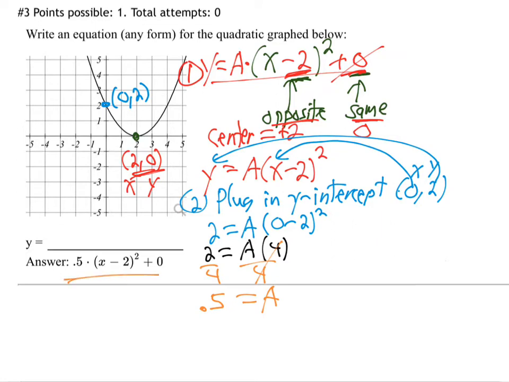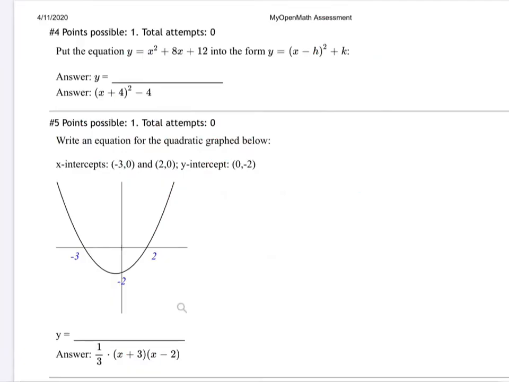So we have it. There's the answer. Y is 0.5 because the a in the front now is 0.5, x minus 2 squared. You can put the plus 0 at the back if you want or not. It doesn't do anything whether you have it there or not. So we find the opposite same for the parentheses squared, and then we find the a by plugging in the y-intercept. Number 4, they want us to take this equation and put it in that form.